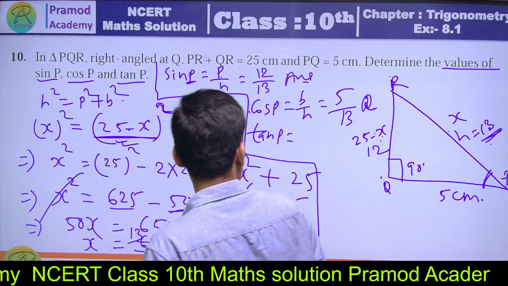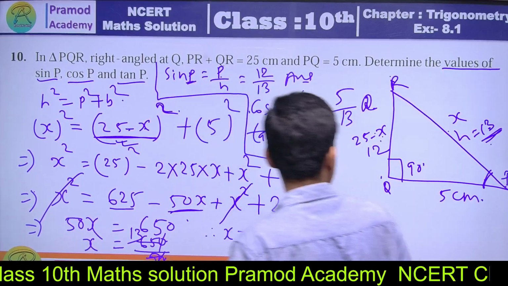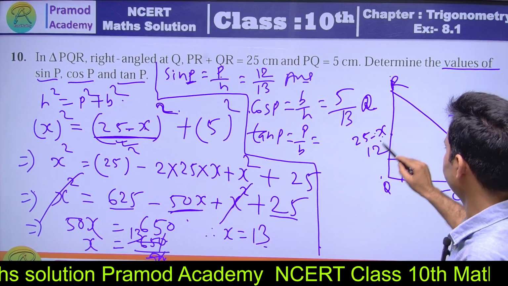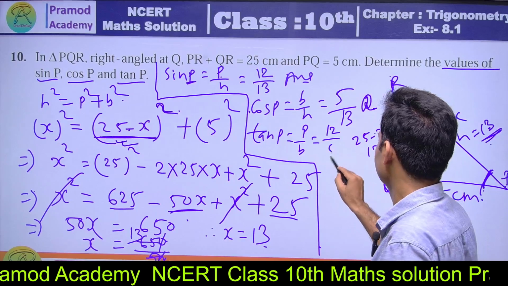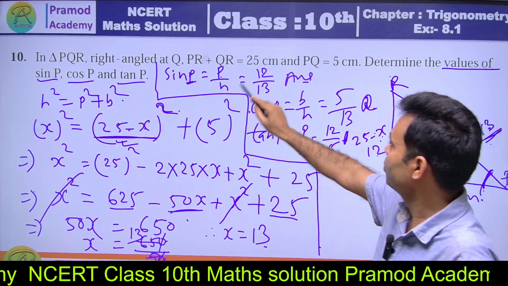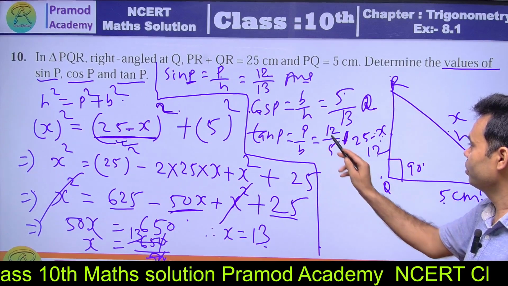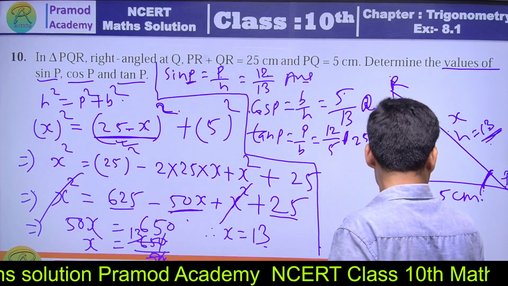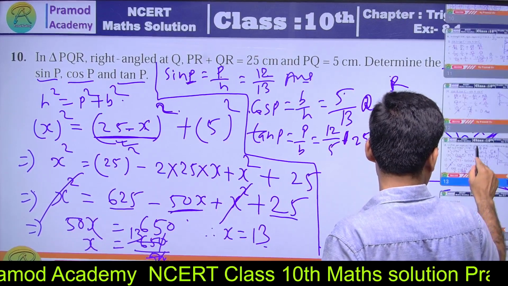Now tan P. What is the formula of tan? P by B. According to this angle, what is the P? This is the P, it is 12. And what is the B? It is 5. So 12 by 5. These three are the answers. So sin P equal to 12 by 13, cos P equal to 5 by 13 and tan P equal to 12 by 5. Okay, so this is the answer.